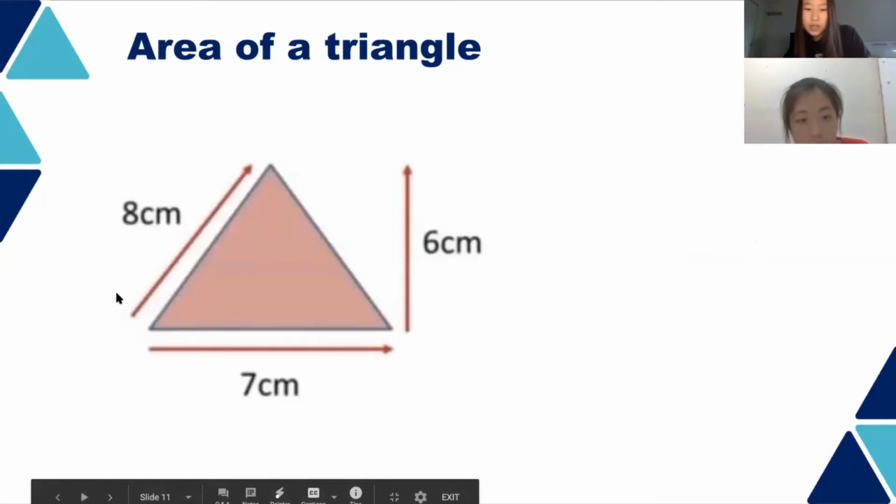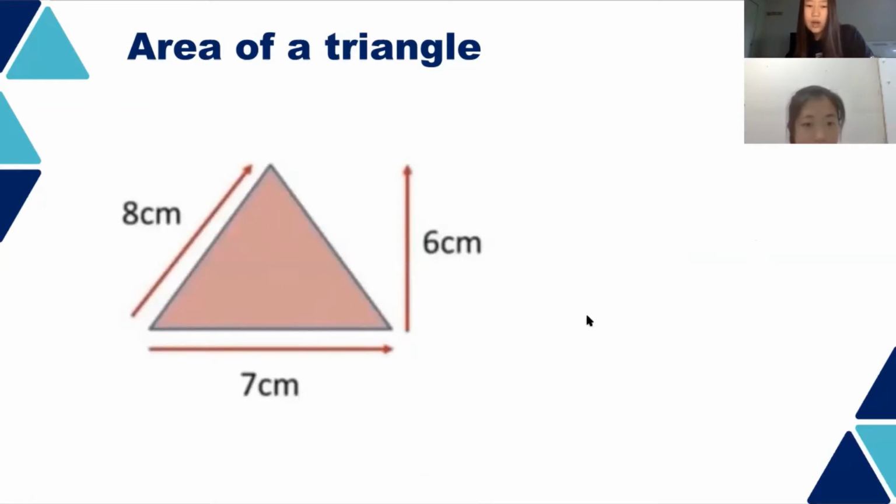So for this triangle, you can find the area. First of all, you have to find the base and the height. In this case, 7 would be the base, which is obvious. And we have to use 6, which is perpendicular to the base 7 centimeter line, instead of 8, because 8 is not perpendicular. So we use the formula A equals 1/2 base times height.